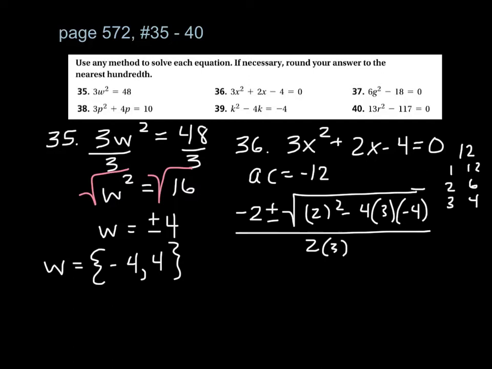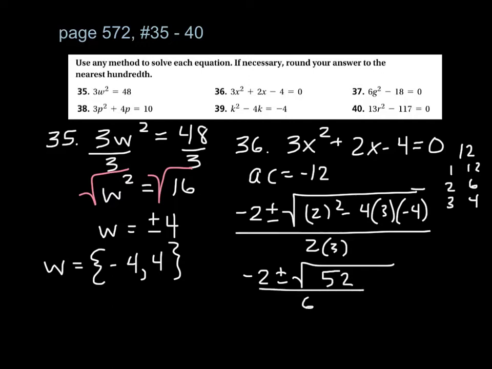All right, so I gotta leave you just for a second. Sorry, get a calculator. All right, so -2 plus or minus square root of, we got 4 times 3 is 12 times 4 is 48, so 4 plus 48 gives me 52.